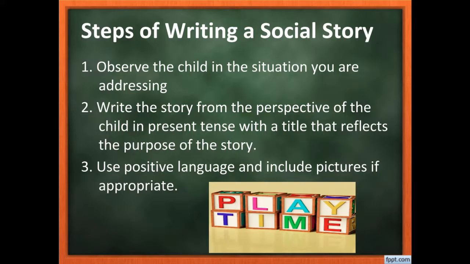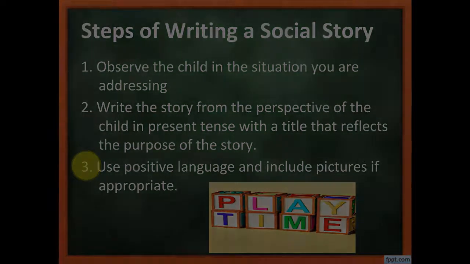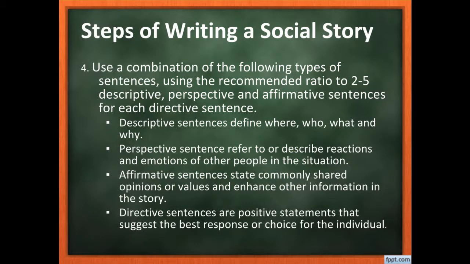The second intervention to increase social skills is the use of social stories. There are specific steps that need to be used when writing a social story. The first step is to observe the child in the situation you are addressing. The second step is to write the story from the perspective of the child in present tense with a title that reflects the purpose of the story. The third step is to use positive language and include pictures if appropriate. Lastly, using the recommended ratio of 2 to 5 descriptive, perspective, and affirmative sentences for each directive sentence will help the individual understand how to implement the appropriate social skill.